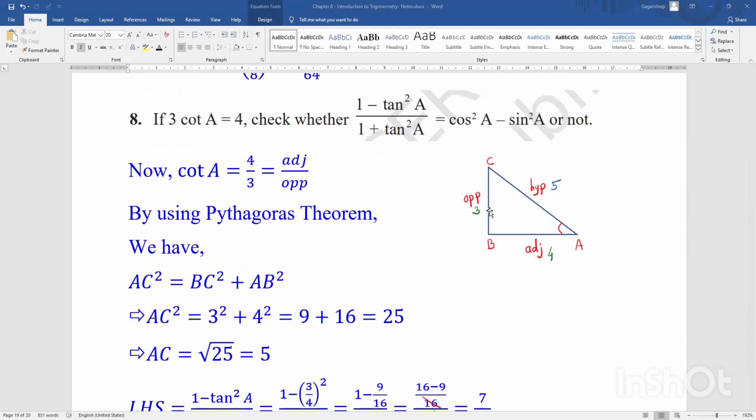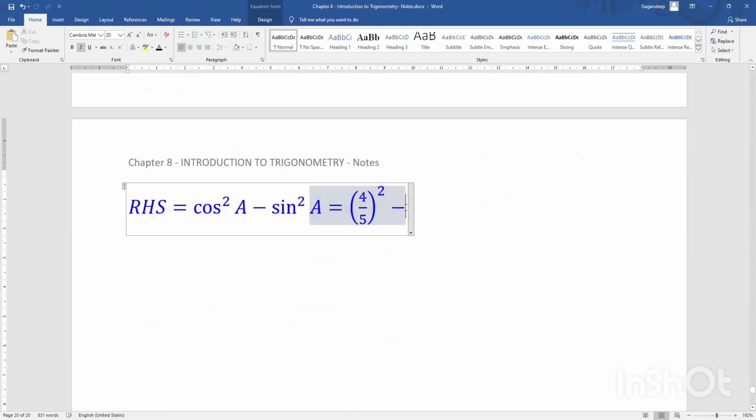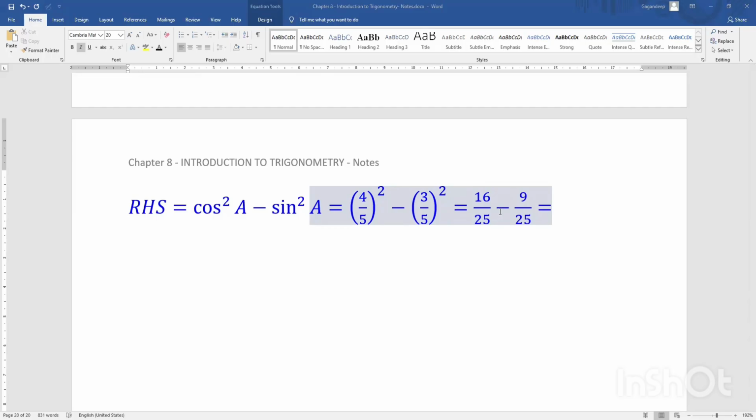So that's why I'm going to write it as (3/5)², which is nothing but, so now we get it as 16/25 minus (3/5)², which is nothing but 9/25. Now we have the same denominator, so we can subtract the numerators. So 16 minus 9 will give you 7. So the answer will be 7/25.